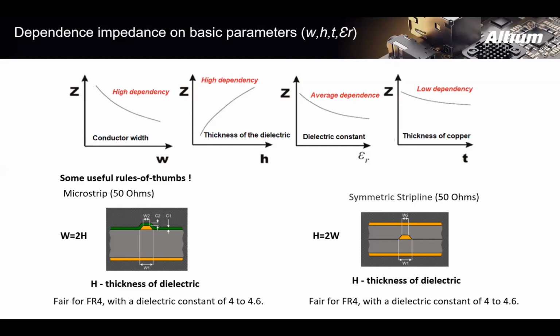And here are some useful rules of thumb that the industry has used for years. With a microstrip, again, that conductor being on the outside, having a return path of a plane underneath of it separated by dielectric, if the width of that trace is 2 times the height of the dielectric, for FR4, you can be basically assured that you've got a nice 50 ohm line there. Similarly, if you're using a symmetric strip line approach, the height of the dielectric would need to be 2 times the width of the conductor, and for FR4 with a dielectric constant of 4 to 4.6, that would give you 50 ohms.